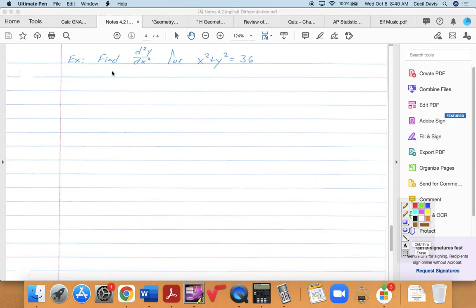Let's check out. So when we take the derivative of this, this will be 2x plus 2y dy/dx equals 0. So then dy/dx is going to be negative x over y, right?